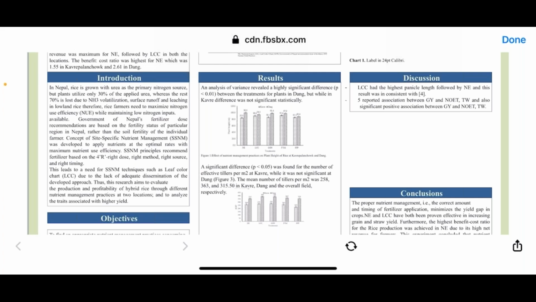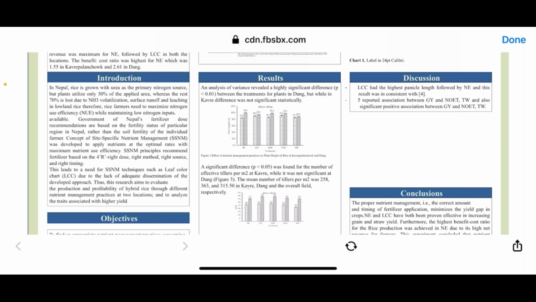Fertility. If you look at fertility, in one of the districts, Kavre, there was no significant difference with regard to percentage fertility, while in Dang, another district, there was significant difference. The overall mean of fertility was 77.40%. The mean percentage of fertility in Kavre and Dang were 72.6% and 82.2% respectively.